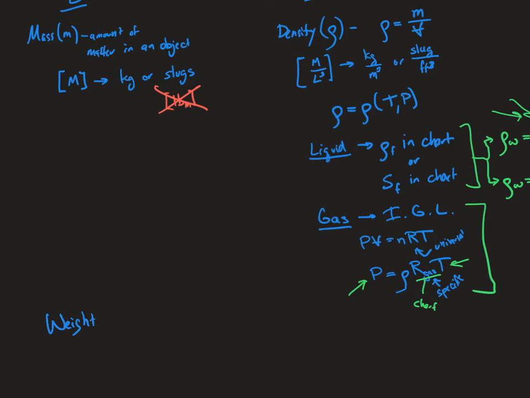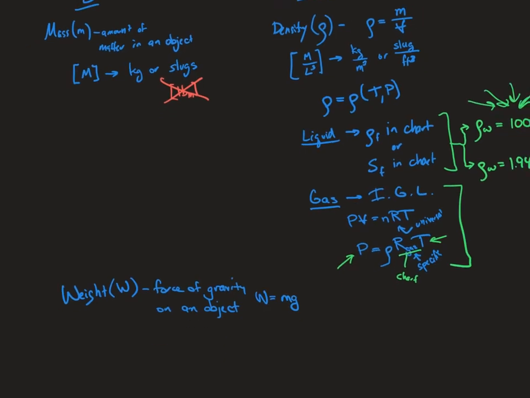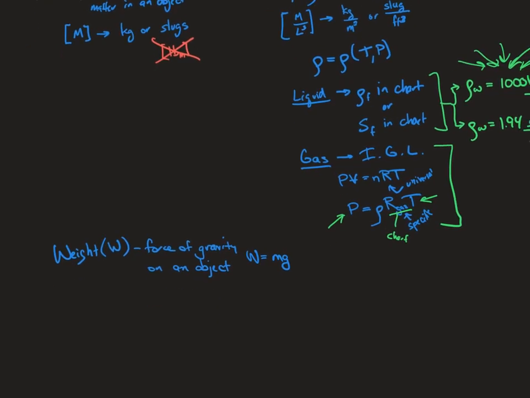So we've got weight, which typically has the symbol capital W. Sometimes you'll see F sub G for force of gravity. Weight is defined as the force of gravity on an object, or in this case, on a fluid. It is typically defined as weight equals mass times gravity. Now, you guys already know this from your other classes. Let me draw a little line here to separate us.